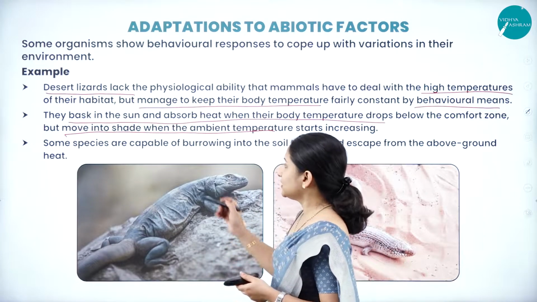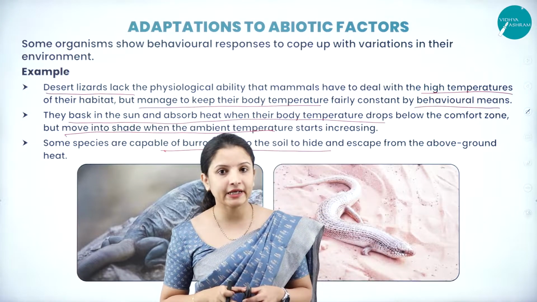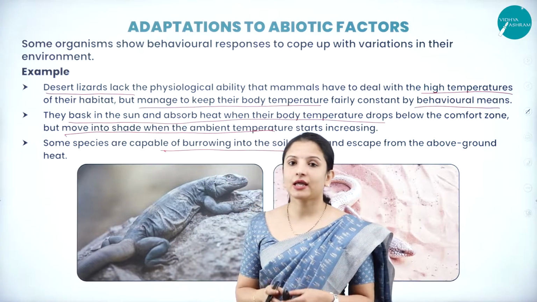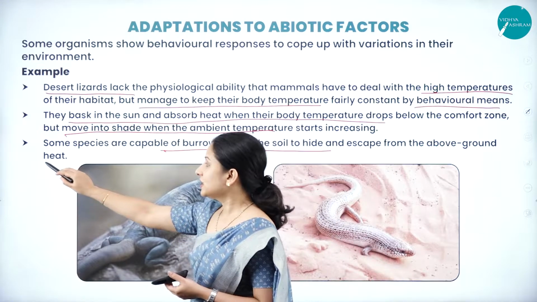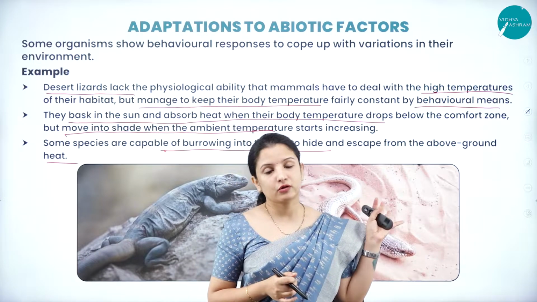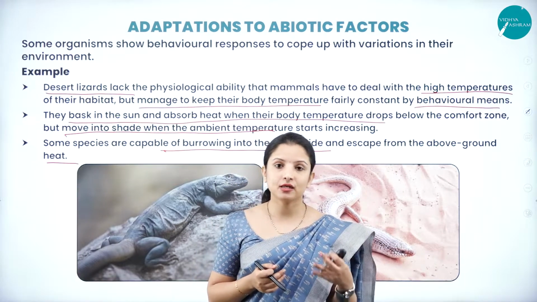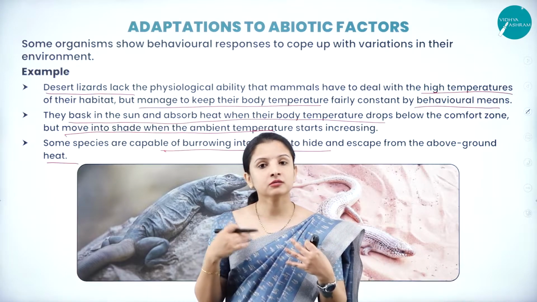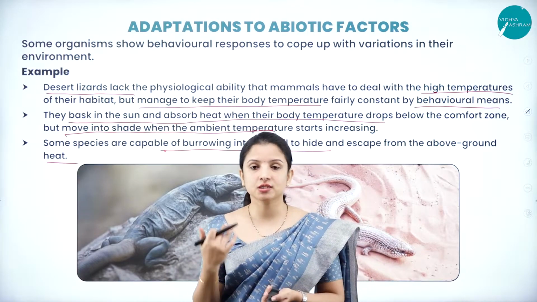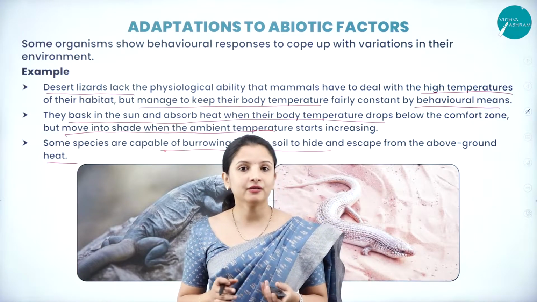And some species are capable of burrowing into the soil in order to hide as well as to escape the extreme heat of the desert. So this is how these desert reptiles, which are also one of the best examples of conformers, regulate their body temperature by behavioral modifications such as basking in the sun and entering into their burrows.